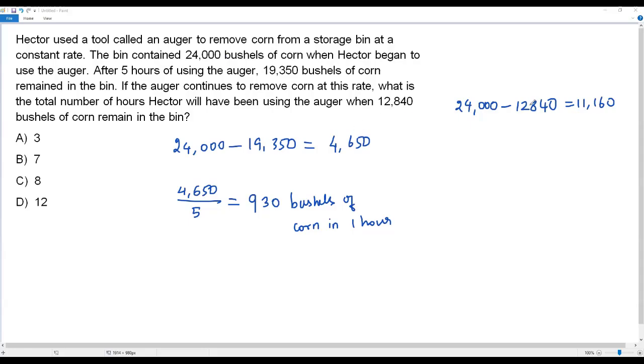Okay, now we have to find the total number of hours taken by Hector to remove these 11,160 bushels of corn from the initial value. So already we know that the rate of removing is 930 bushels of corn in 1 hour. So to find the time taken to remove these 11,160 bushels of corn, we have to divide 11,160 by 930. When I do so, I'm getting 12. That is 12 hours. So Hector will have been using the auger for 12 hours to remove 11,160 bushels, so that there will be 12,840 bushels of corn remaining in the bin. So the correct answer choice for this question is option D.